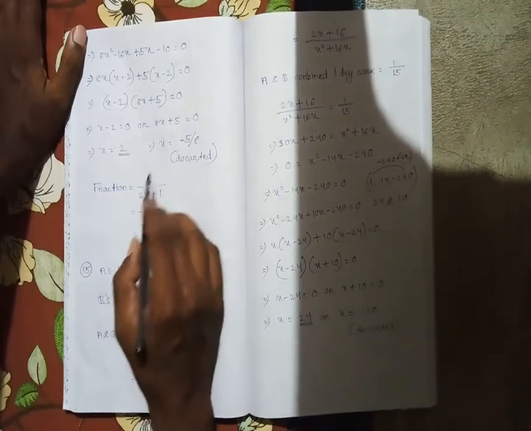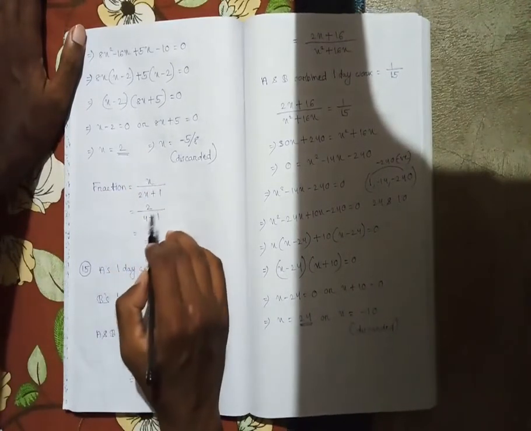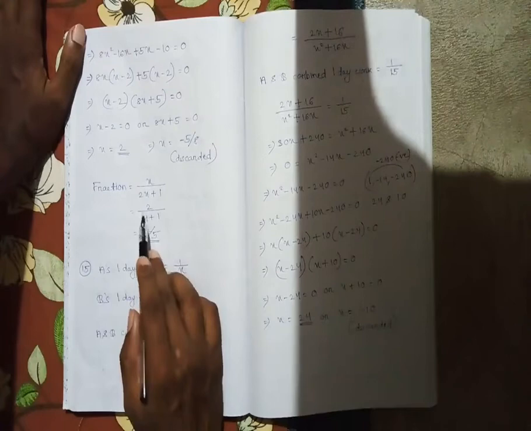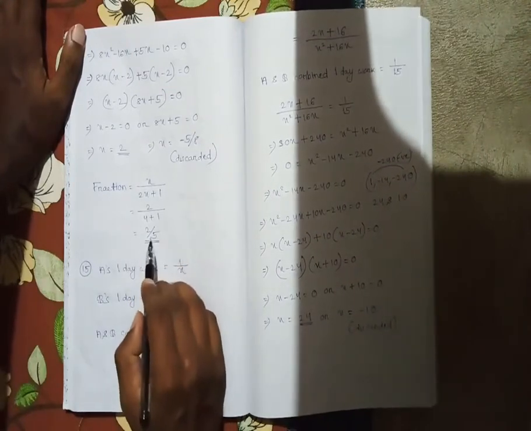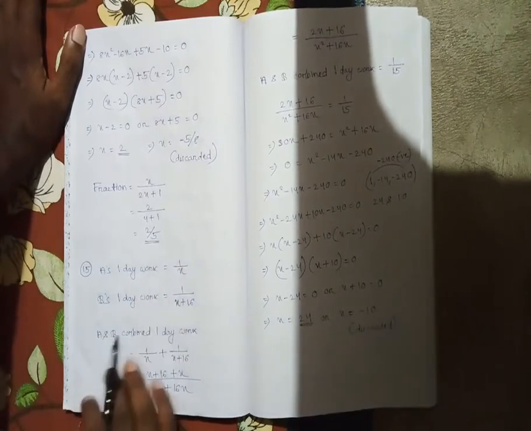So x is 2. So the required fraction is x by 2x plus 1. So 2 by 2 into 2 is 4 plus 1, 2 by 4 plus 1, that is equal to 2 by 5. So the required fraction is 2 by 5.